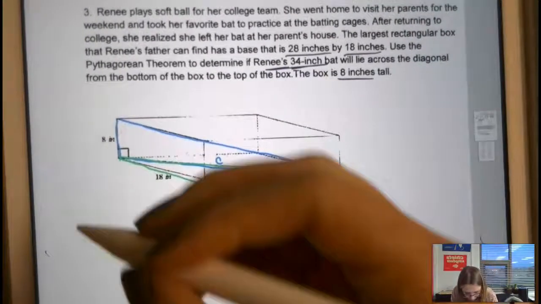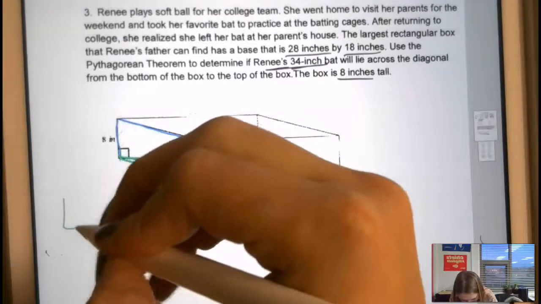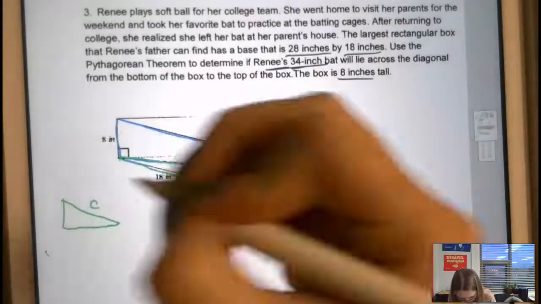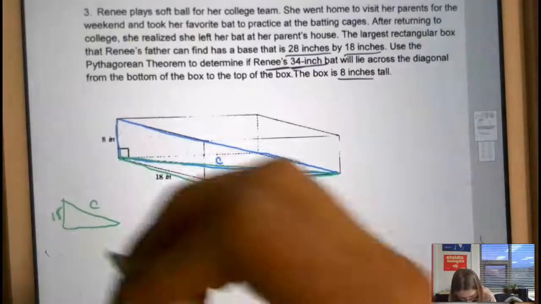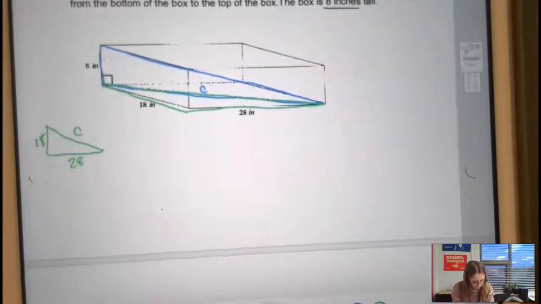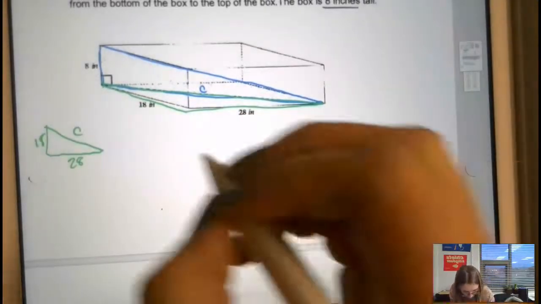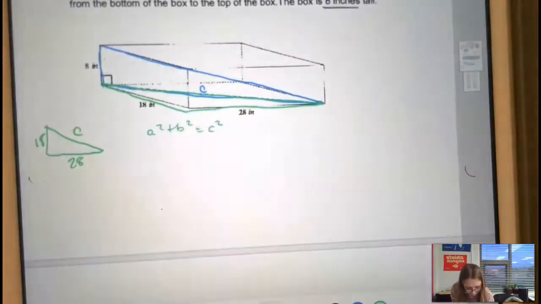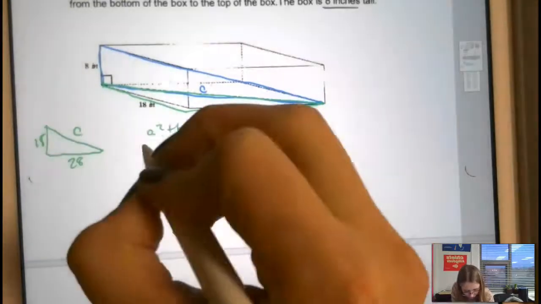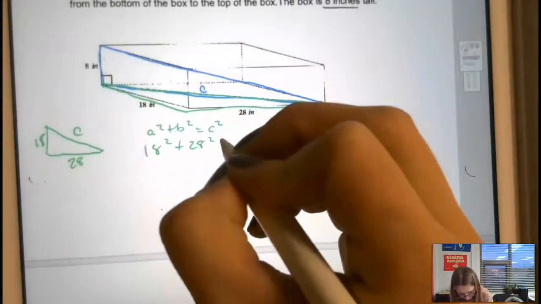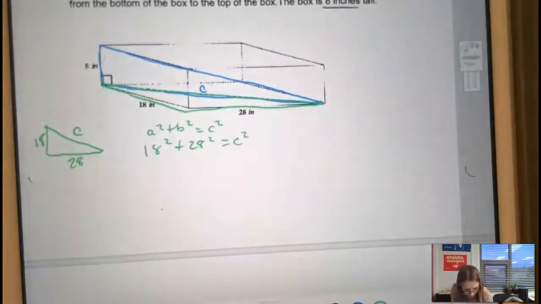So if we want to rewrite this, this can be our little triangle that we're visualizing. If you want to just rewrite it as its own triangle, you can do that, okay? So let's go ahead and do this. So we're going to have a squared plus b squared equals c squared. I'm going to plug in 18 for a, and then 28 for b, and I'm solving for c.